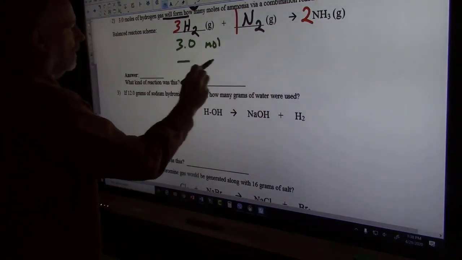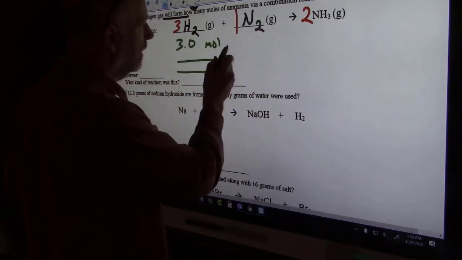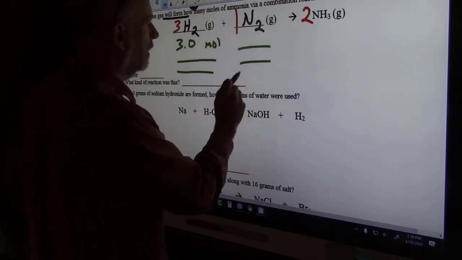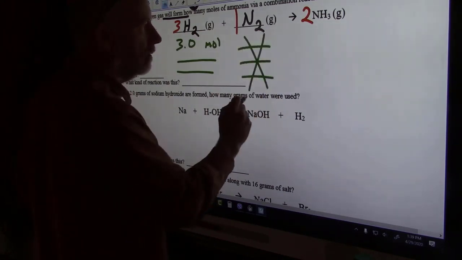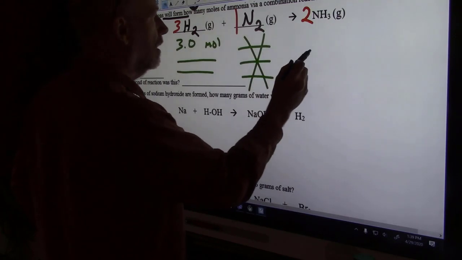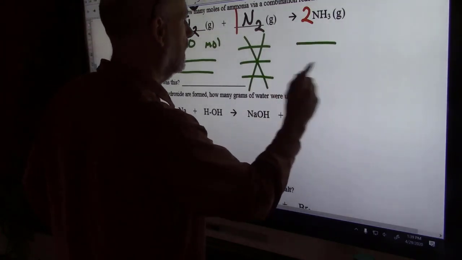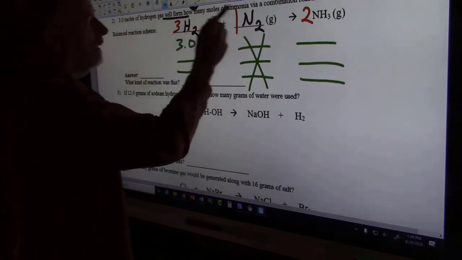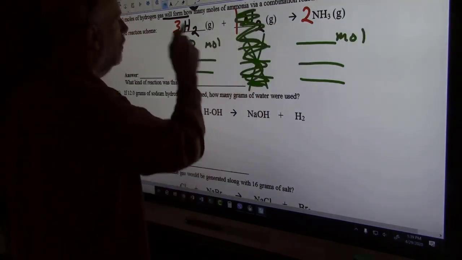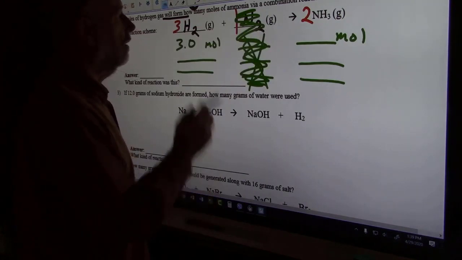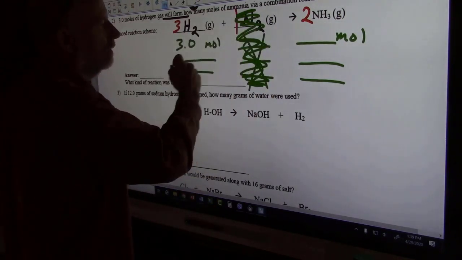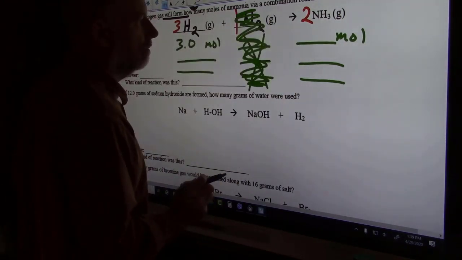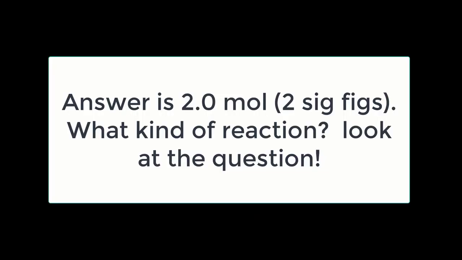Well, I don't need these right now. The question doesn't ask me anything at all about nitrogen gas, so I don't need to do those. It does talk about ammonia, so line, line, line. But the question says how many moles of ammonia will form. We have a 3 to 2 mole to mole ratio. 3 is to 2 as 3 is to X. It's really that simple.